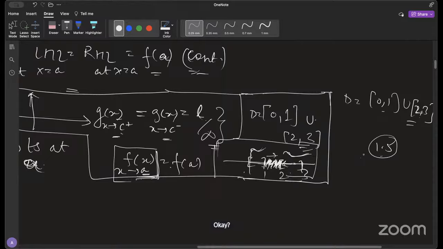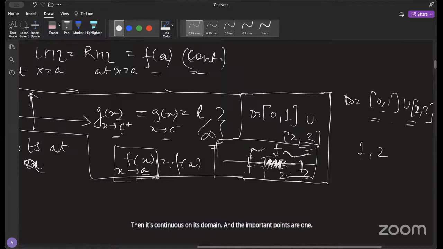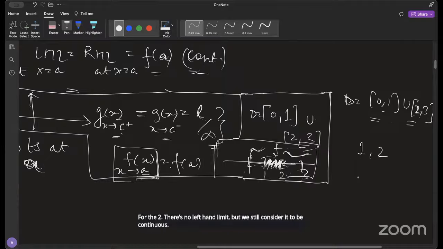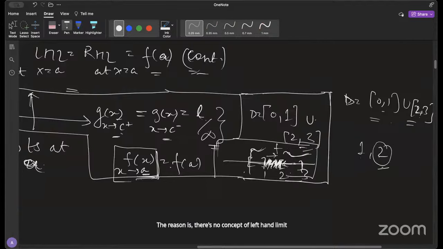Okay, so you are saying the graph is continuous on its domain? If this is the domain, then it's continuous on its domain. The important points are 1 and 2. Everywhere else you know why it's continuous. But at 2, there's no left-hand limit, and we still consider it to be continuous. The reason is there's no concept of left-hand limit at 2. Can you see why there's no concept of limit from the left at point 2 in this function?